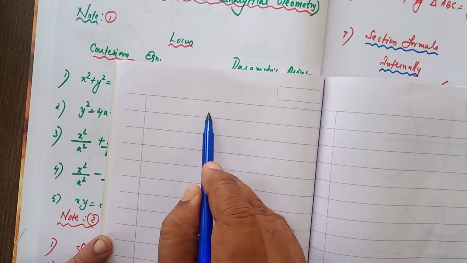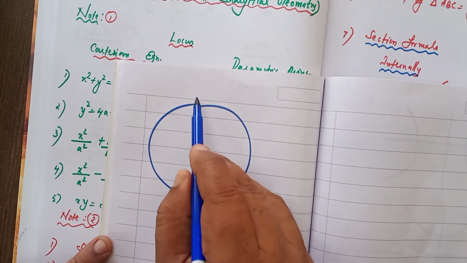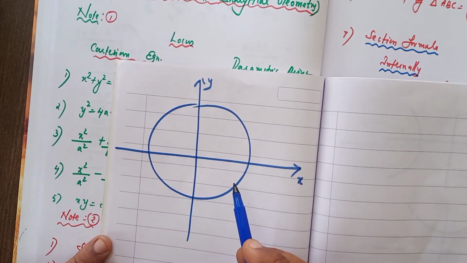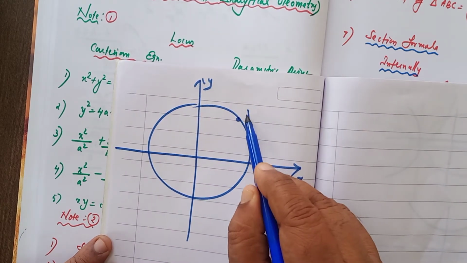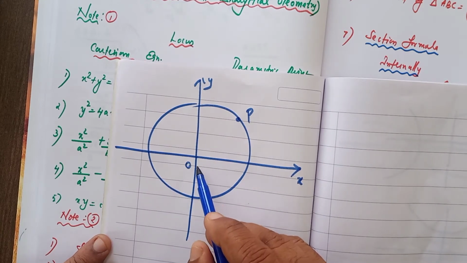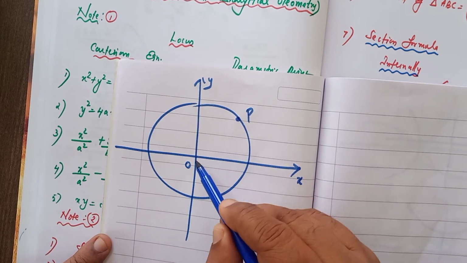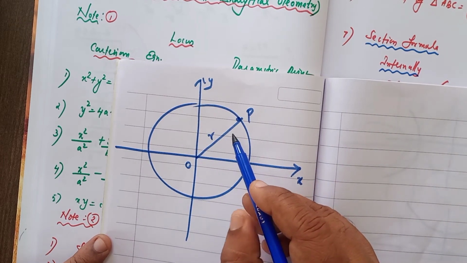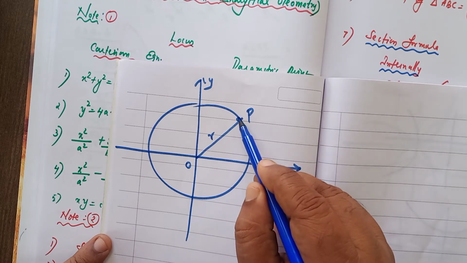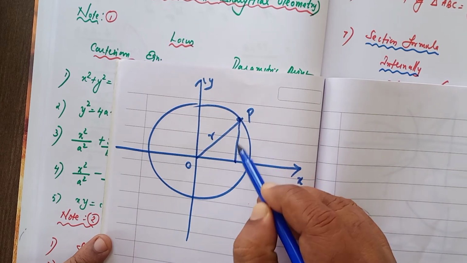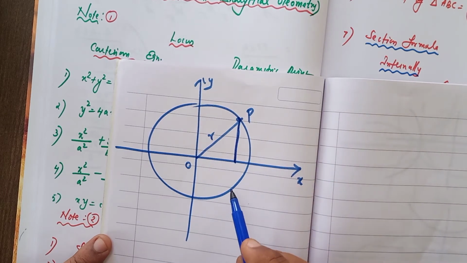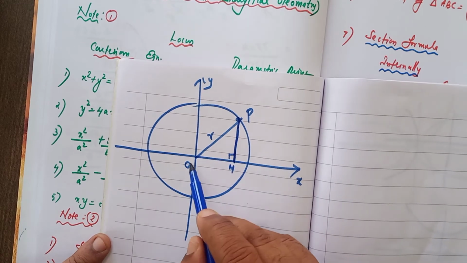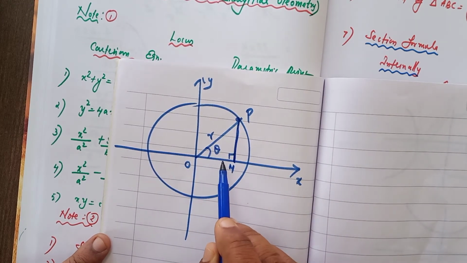Now consider a circle, the x-axis and the y-axis. Take a point P on the circle, where O is the origin as well as the center, and join O and P. OP is the radius, considered as r units. Now from P, draw a perpendicular line to the x-axis, let it meet at M. Here OP makes an angle theta with the x-axis.